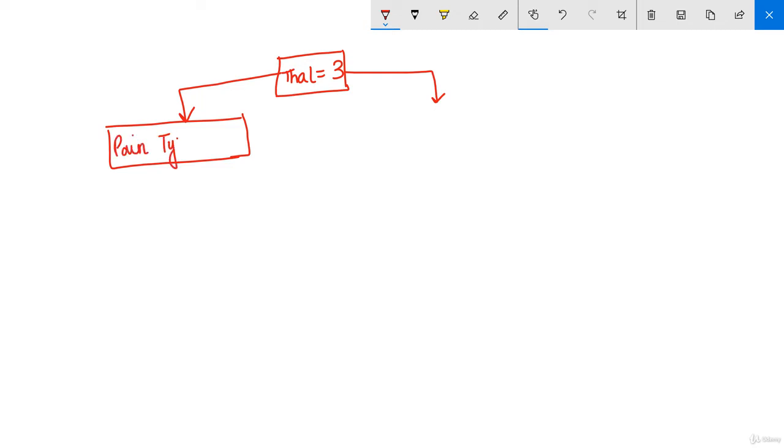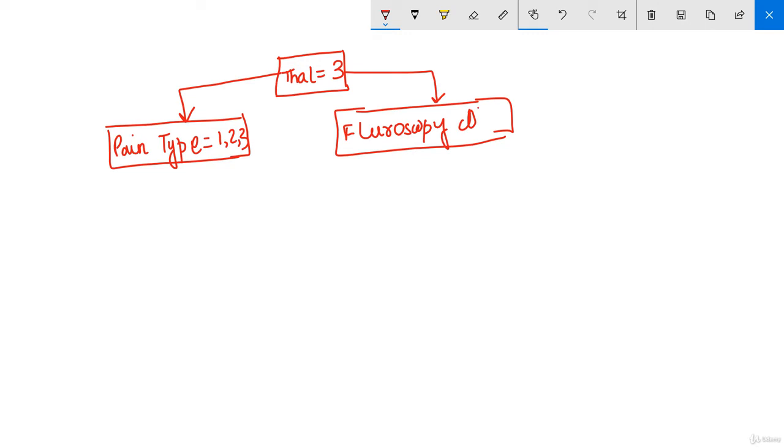Pain type equals 1 or 2 or 3, and this is something, fluoroscopy colored.